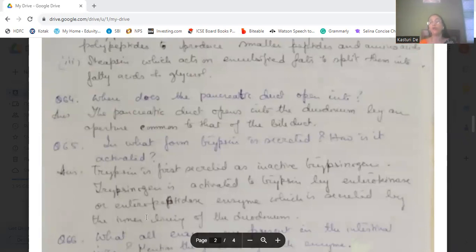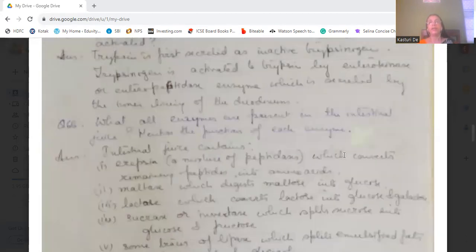In what form is trypsin secreted and how is it activated? Trypsin is first secreted as trypsinogen. Trypsinogen is activated into trypsin by the enterokinase enzyme, or you can say enteropeptidase, which is secreted by the inner lining of the duodenum. It acts on the inactive trypsinogen to make it active trypsin, which will act on the remaining peptides.